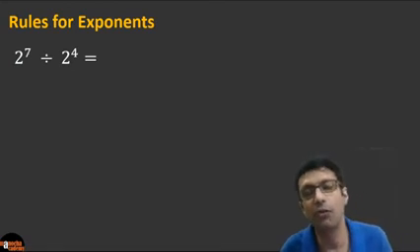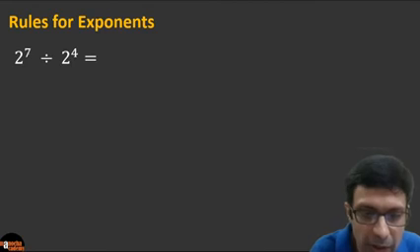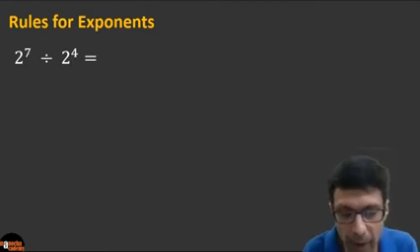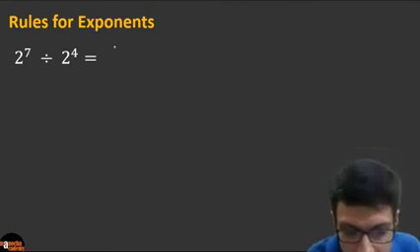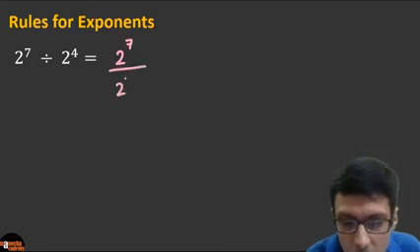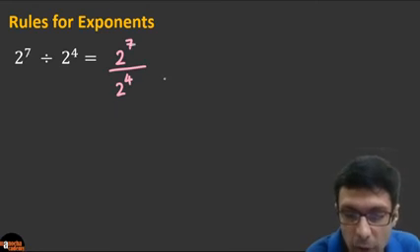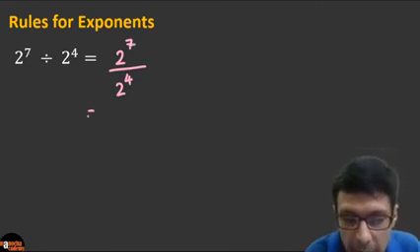Now let's say you're dividing exponents, right? So you have 2 to the power 7 divided by 2 to the power 4. Okay. So what does this work out to be? So let's do it. So we have 2 to the power 7 here divided by 2 to the power 4, sorry, right? So now let's write this clearly. So what is that basically?